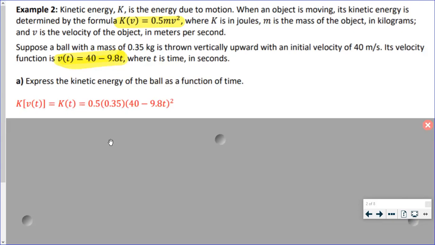If we want to express kinetic energy as a function of time, we're going to substitute into the formula the mass that we know into m, 0.5, but we have an equation for the velocity. Velocity is equal to 40 minus 9.8t. So into the original equation, 0.5 times mass times v squared, you have to really remember to take your velocity formula and square it, v squared.